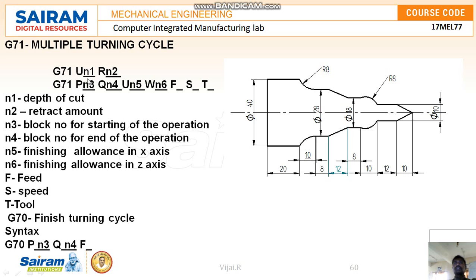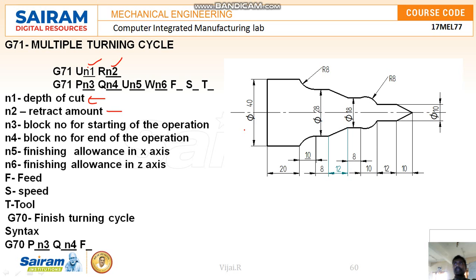We are going to write the syntax G71 U R and again G71 P Q U W F S T. Without this, we cannot write the program. So the syntax is very important over here. I'll tell you here, N1 and N2. N1 is the depth of cut, how much we are going to use, and N2 is the retract amount, so how much the tool has to retract after the cutting.